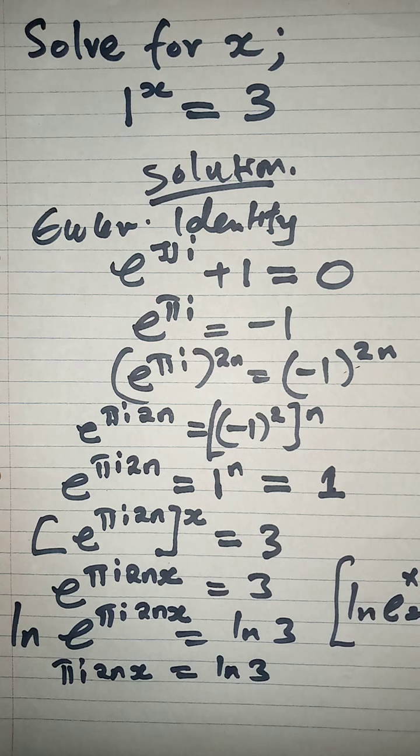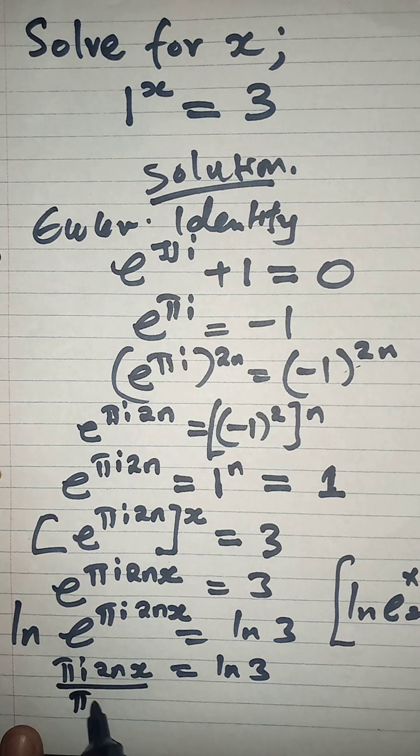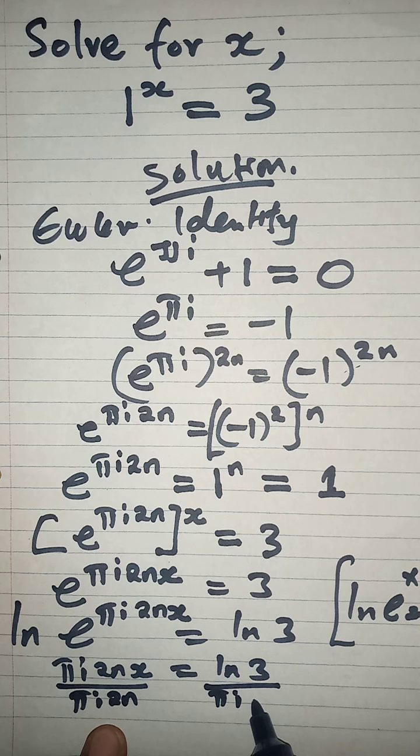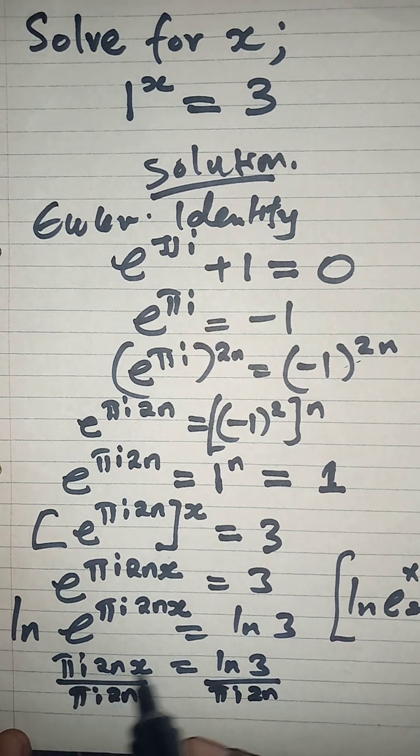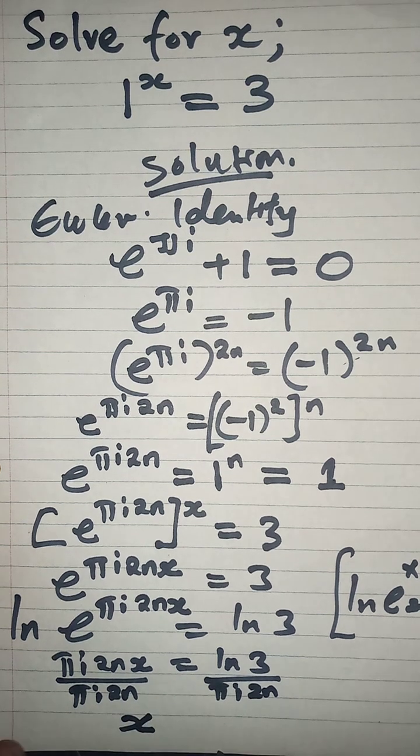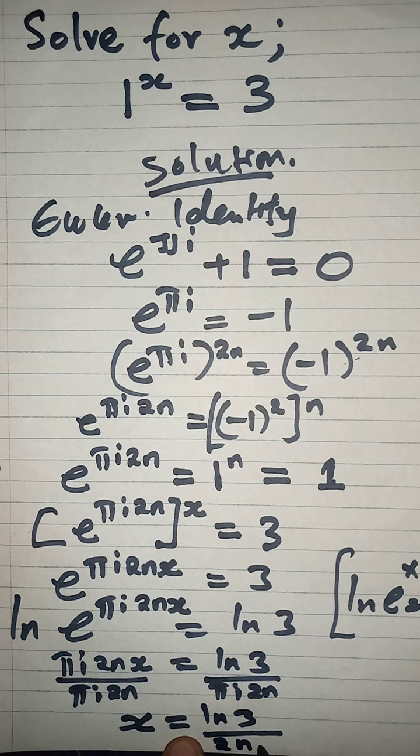At this stage, for me to get the value of x, remember x is what I want, I'm going to divide all through by pi i 2n, so that when I cancel this side, I'm going to get x equal to the natural log of 3 divided by 2n i multiplied by pi. That is what we get as our value of x.